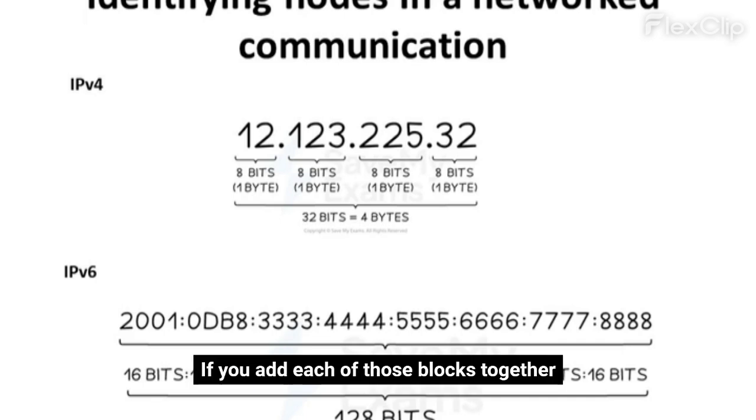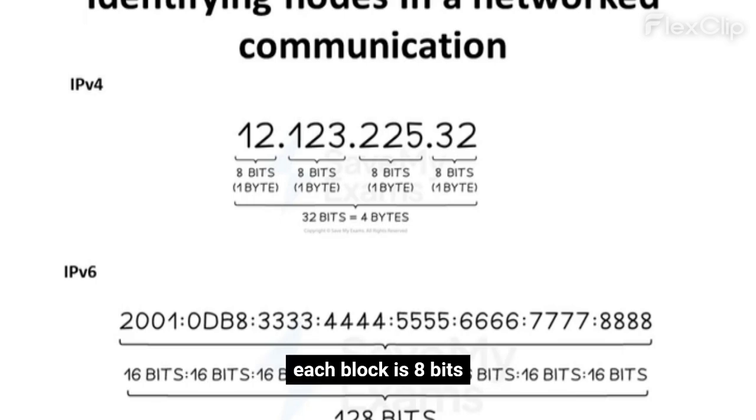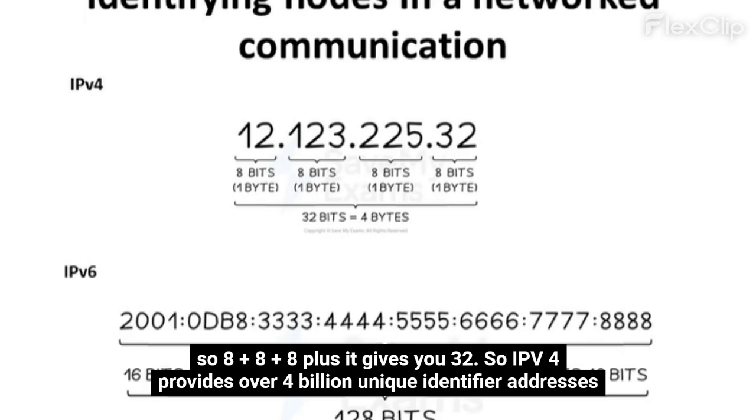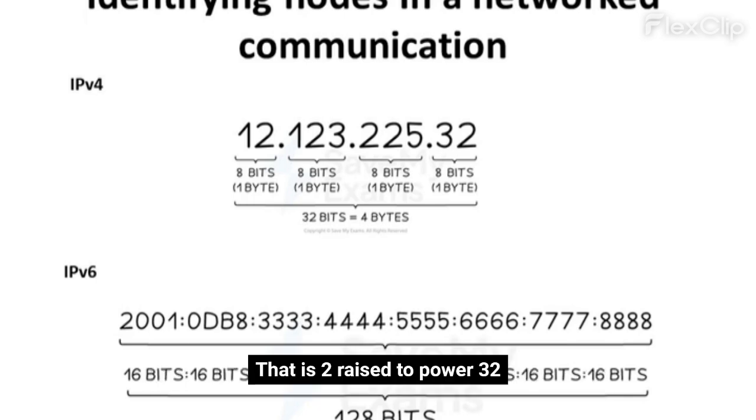If you add each of those blocks together, each block is 8 bits. So we're having 4 blocks. 8 plus 8 plus 8 plus 8 gives you 32. So IPv4 provides over 4 billion unique identifier addresses. That is 2 raised to the power 32.